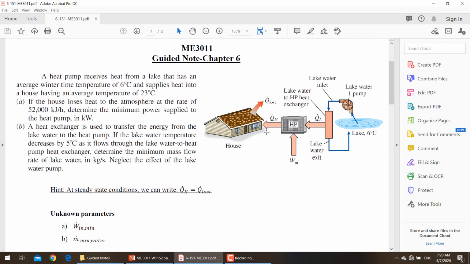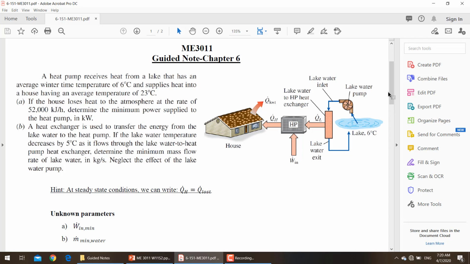What is the best control volume, guys? Look, you have several options to select as a control volume. You can select this house as the control volume. You can select the heat pump. You can select the heat exchanger. You can select the lake, or you can select the whole system as a control volume.